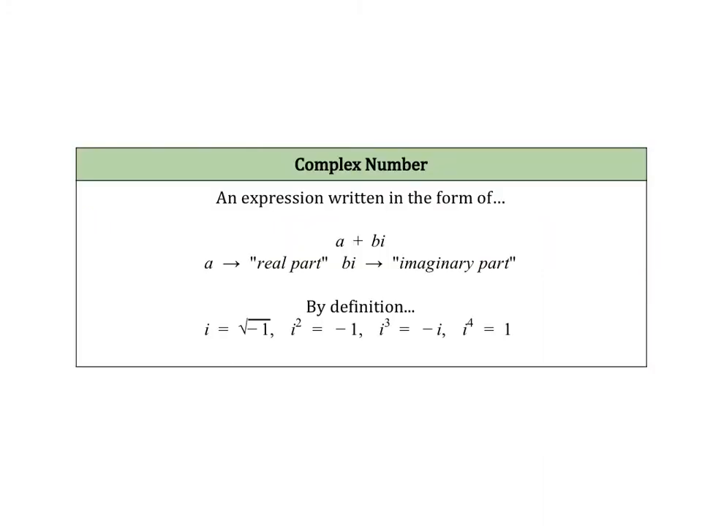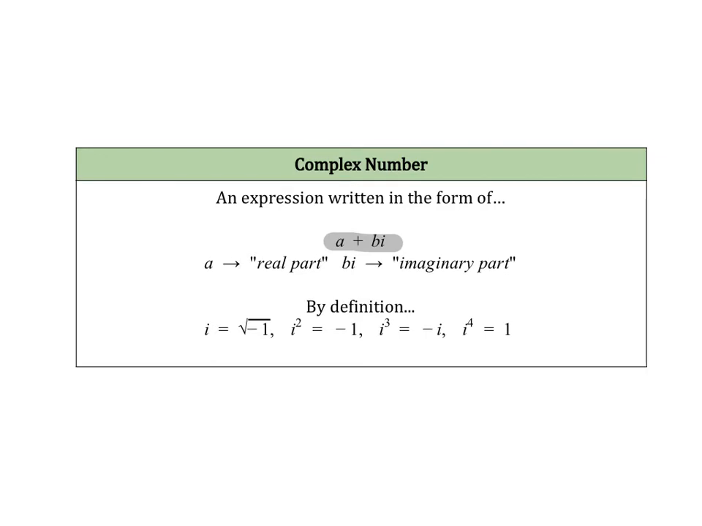So a complex number is an expression that can be written in the form of a plus bi, and we call a the real part of your complex number, and we call b the imaginary part. So the real part should always come before the imaginary part.